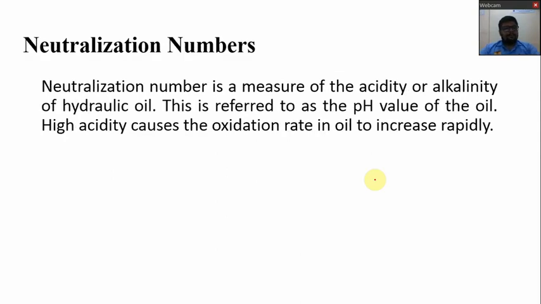The next property is the neutralization number. Neutralization number is a measure of the acidity or alkalinity of the hydraulic oil. This is referred to as the pH value of oil. High acidity causes the oxidation rate in oil to increase rapidly. So the neutralization number will control this, as it shows the pH value of the oil.